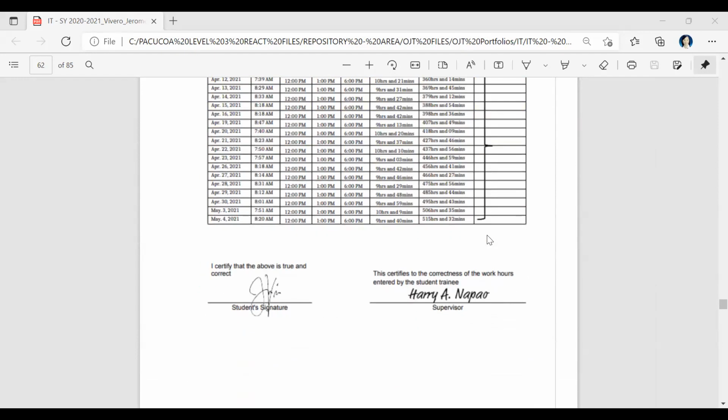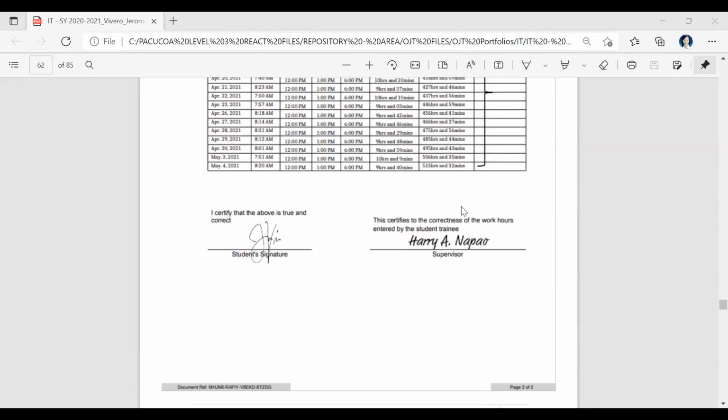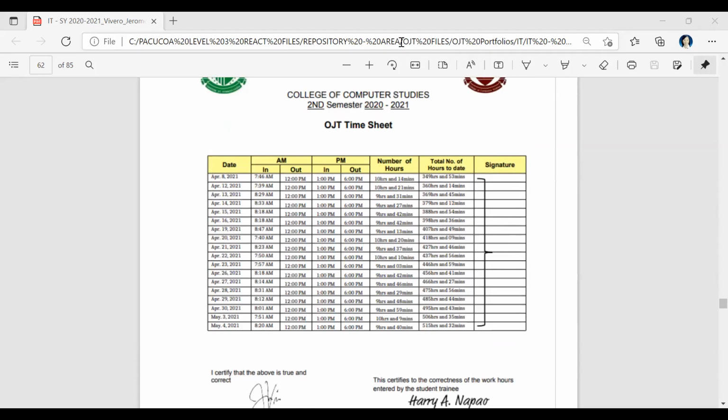And for the convenience of your superior, I suggest don't ask him or her to sign every day. Just finish the 500 hours first before you ask the superior to sign your timesheet. So like this, then you can just put the curly braces like so. And then ask them to sign here. Okay? So for every page, there should be a signature.